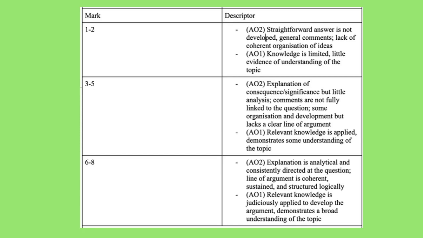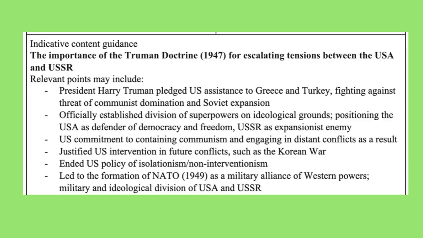Also on AO1, you should be bringing in relevant details from your own knowledge to support what you're trying to say, so using that evidence from your existing understanding, really just to demonstrate to the examiner that you know what you're talking about. There are lots of different points you could have made for this question, so as long as what you say is relevant and correct, the examiner will give you the marks. But let's take a look at some examples of points that you could have made.